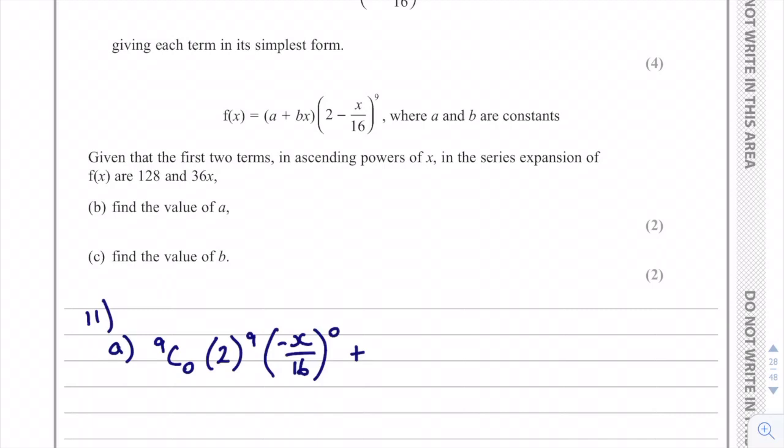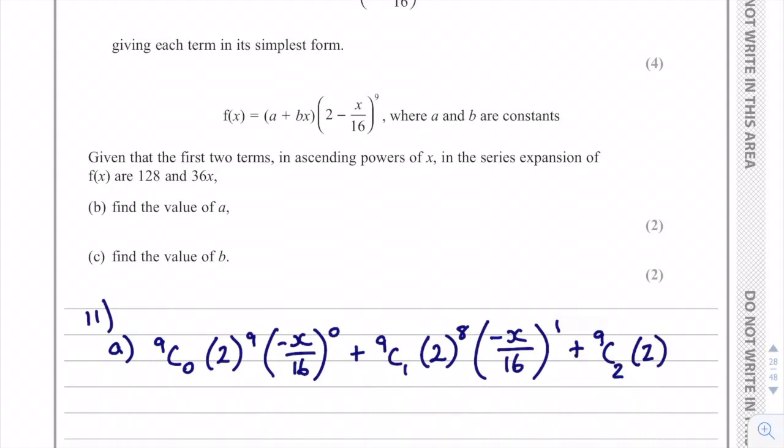And then we can add 9 choose 1. We can subtract 1 from the power from the first term, so that's going to be 2 to the power of 8. And then we can add 1 to the second term. So we get minus x over 16. And then we can repeat this formula for the third term.